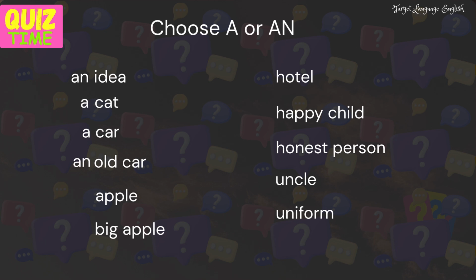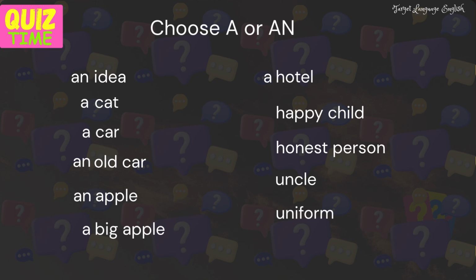An old car. The word immediately after the article is old, and it starts with a vowel sound. An old car. An apple. The word apple starts with a vowel sound, so we use an. A big apple. The word after the article starts with a consonant sound, so we use a.